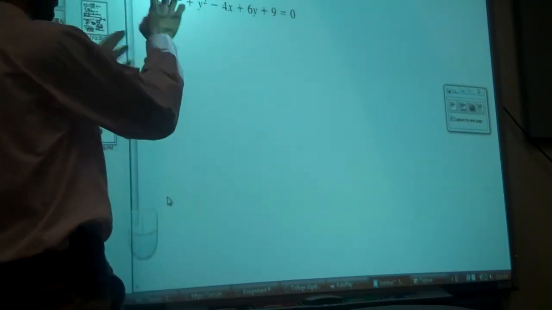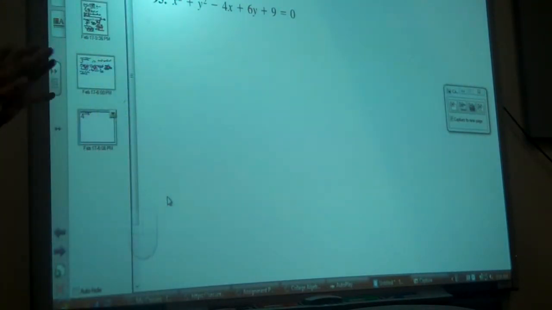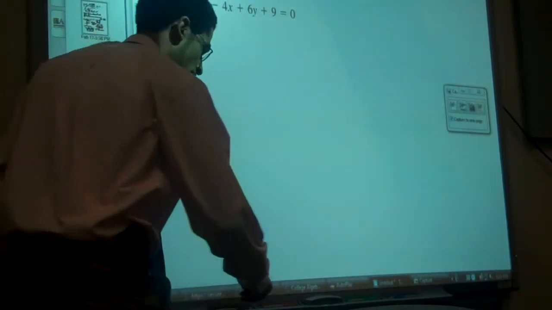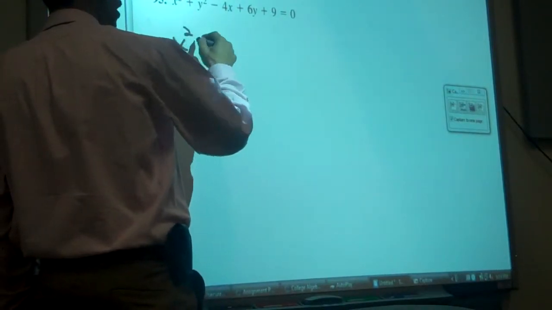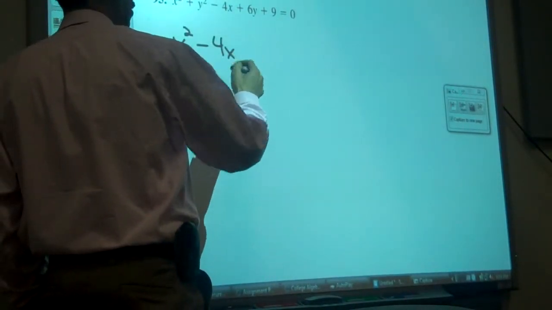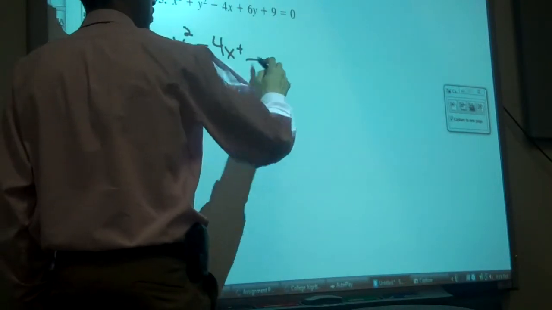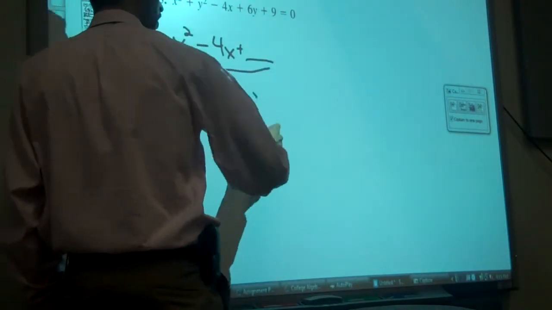It's much more difficult if there's numbers in front of the x and y squared. I don't think we should go there. Let's just go with this, with the 1s there. So what you do is, you put the two x terms together. We have x squared minus 4x. And we would like to add something so that this guy is a perfect square.